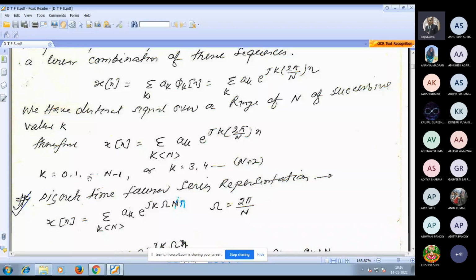Now k could be anything. If you start k from 0, it goes from 0 to N minus 1. If you start k from 3, it should go up to N plus 2. The thing is that the range of k must be equal to capital N.